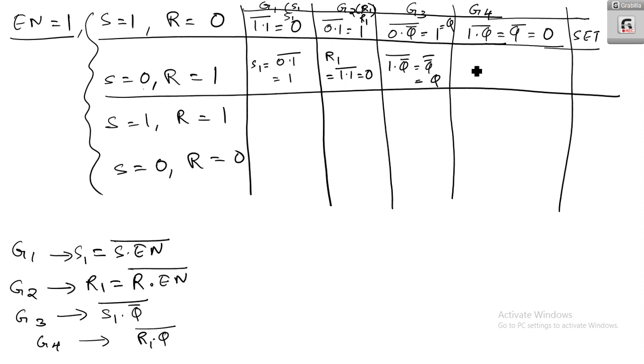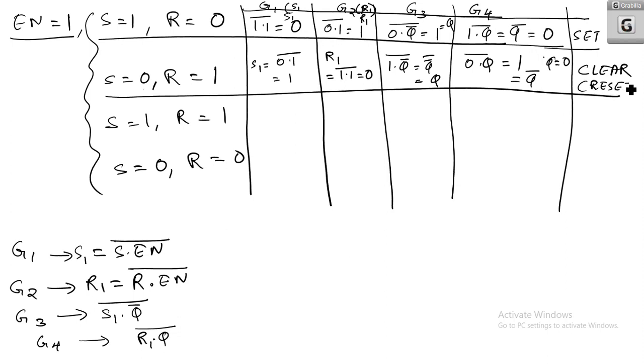What is that? That is 0 dot Q, the whole bar. So what is it? 0 dot Q is 0, and 0 bar is 1. That means that is basically Q bar. Q bar is equal to 1 means you will get Q is equal to 0. What is it? That is basically a reset state or clear state. We can write it as reset.